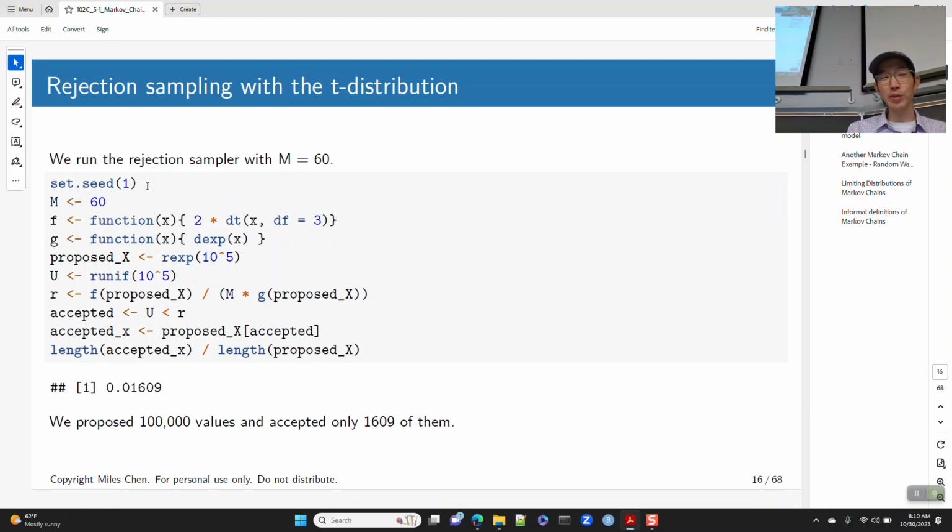And just to illustrate that indeed this is the case, I just ran some code to do rejection sampling, and I have m equal to 60. So here, f of x is the PDF of the t distribution times 2, because we folded it in half. The proposal distribution is the exponential distribution, and we're going to propose 100,000 values, 10 to the 5. I'm going to generate 100,000 uniform values. We're going to calculate this ratio, and accept wherever u is less than r. And then we ask, how many values did I accept? Out of 100,000 values proposed, we accepted 1,609. So we rejected like 98% of these.